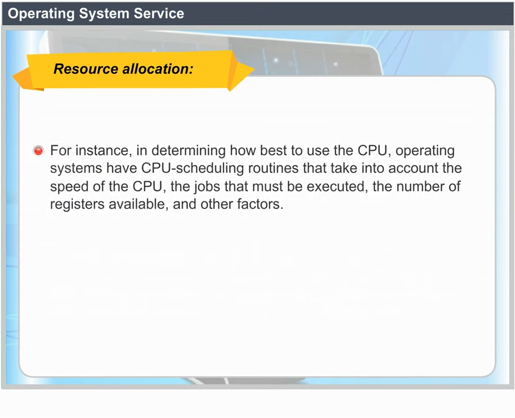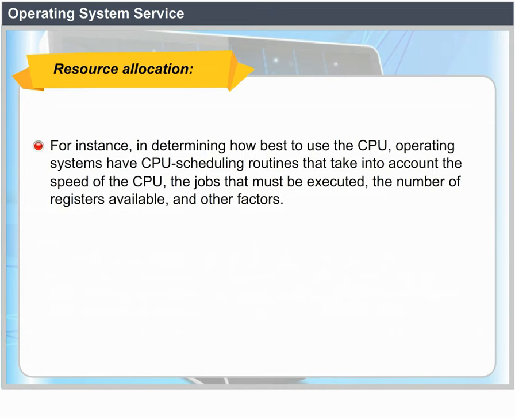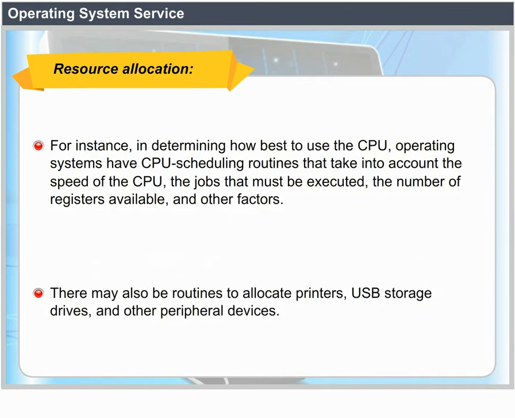For instance, in determining how best to use the CPU, operating systems have CPU scheduling routines that take into account the speed of the CPU, the jobs that must be executed, the numbers of registers available, and other factors. There may also be routines to allocate printers, USB storage drives, and other peripheral devices.